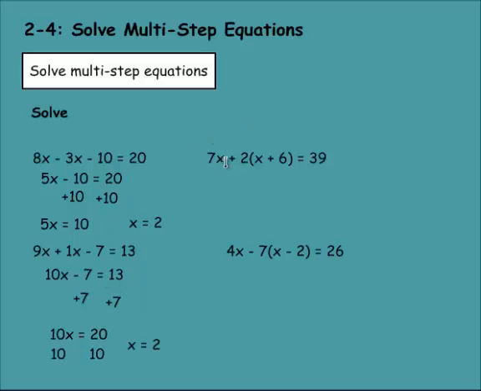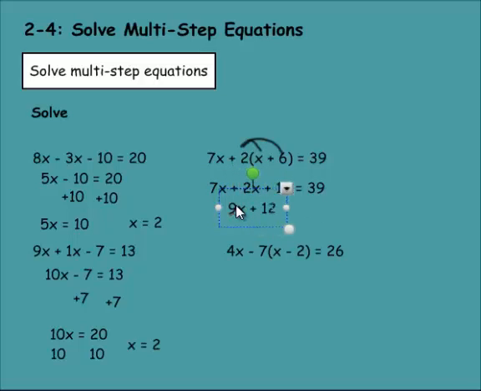Here we have 7x plus 2 times x plus 6. So this has some distributive property here. So I can multiply this 2 times the x and then times the 6. And then we can get our answer. So that would give me 7x plus 2 times x would be 2x plus, because I took the plus from here, then 2 times 6 would be 12. That equals 39. Now I can simplify the 7x and 2x, which would give me 9x.